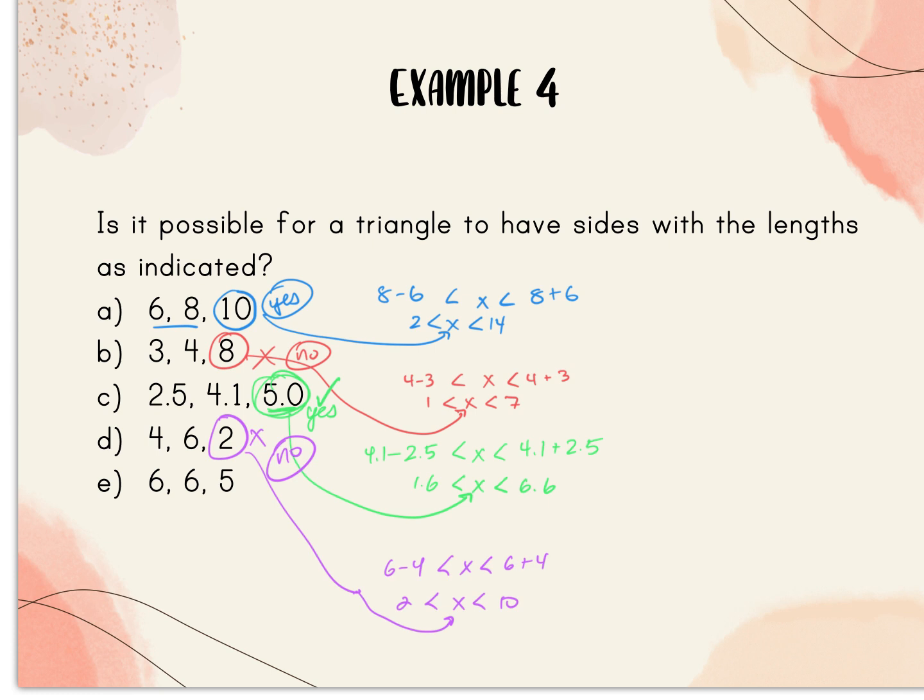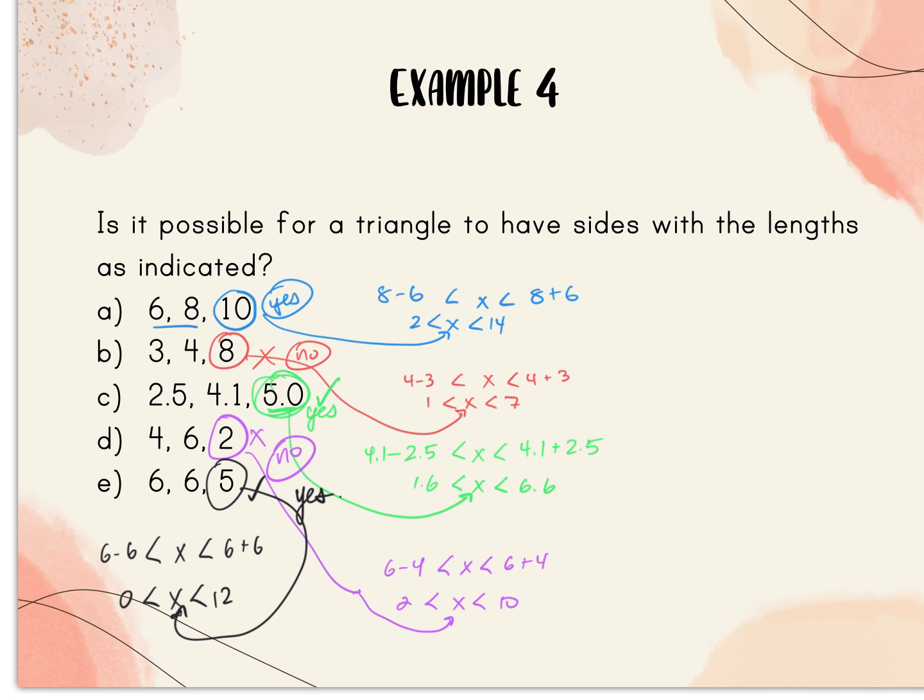And then the last one, I'll do x has to be less than 6 plus, oops, not 6 plus 5, 6 plus 6. And it has to be greater than 6 minus 6. So 0 is less than x, which is less than 12. And yes, 5 fits in there perfectly, and that's a yes.